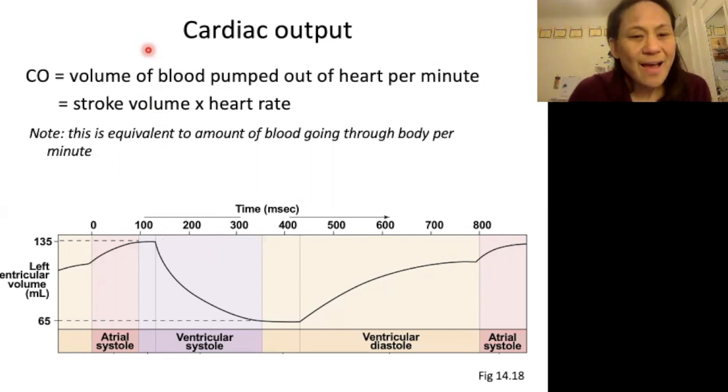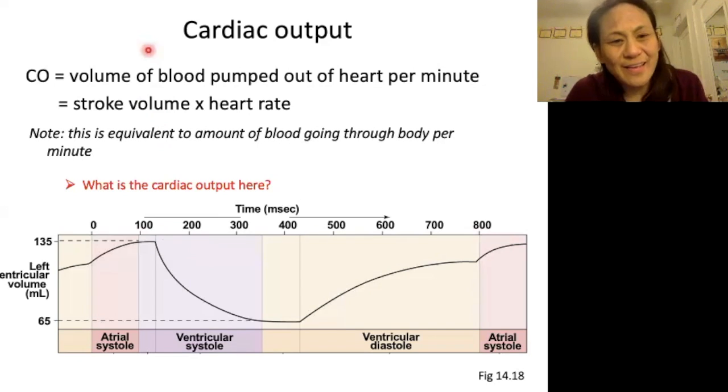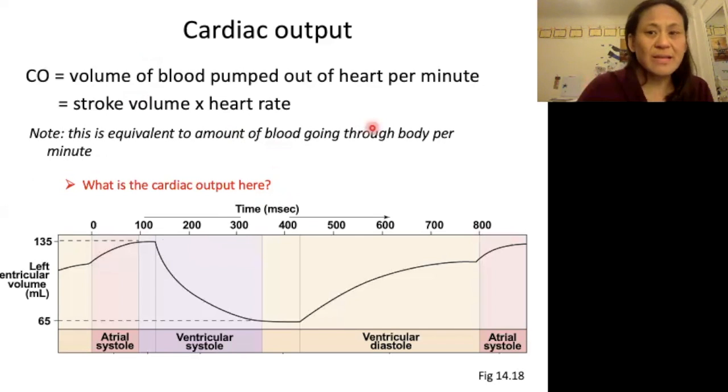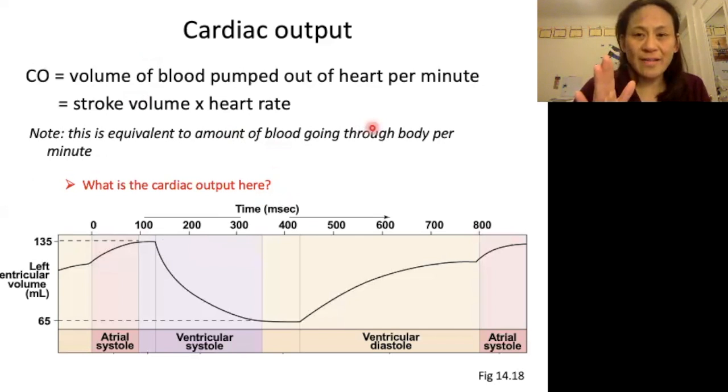So, as you might guess, I have a task for you to perform right now. What is the cardiac output here? See if you can calculate the cardiac output. So go ahead and hit pause and see if you can calculate that, and we will go over the calculation.